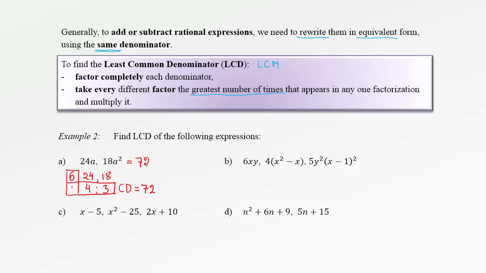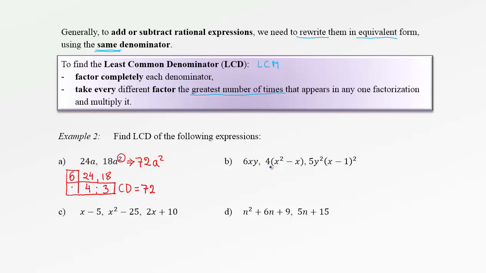It is 72. As a matter of letters, we're choosing the common letter, which is a, to the highest exponent of occurrence in each expression. So a squared needs to be taken. Why? Well, because we are searching for an expression that will contain 18a squared as a factor, as well as 24a as a factor. So as you see, both of these expressions will divide evenly into 72a squared. Well, let's put an arrow here rather than an equation, because 72a squared is the least common denominator of these two expressions. It's not equal to those expressions.